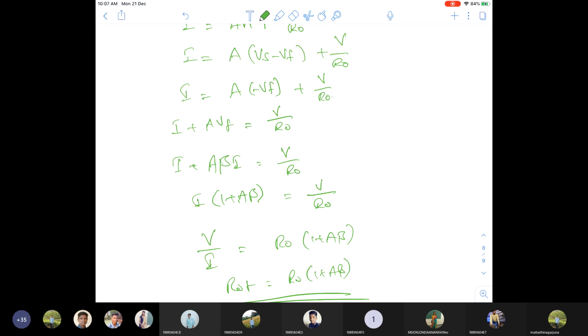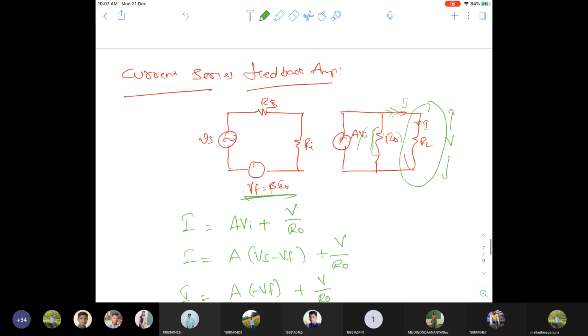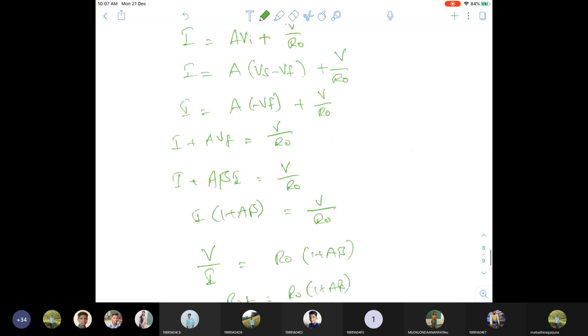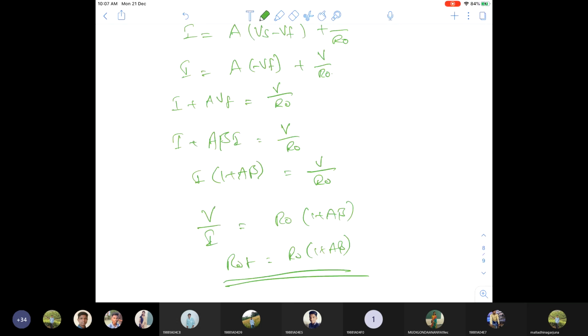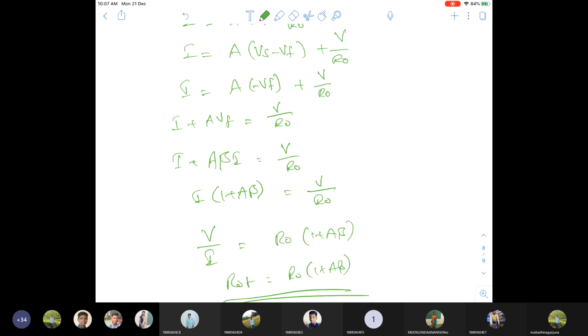Any queries? No, sir. Okay, now we try it for the next one. Current shunt feedback amplifier. Try it for current shunt feedback amplifier output impedance.